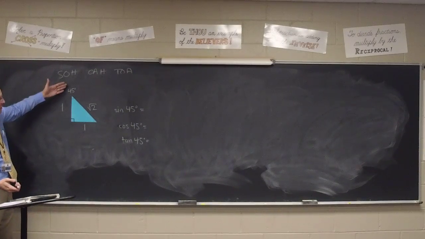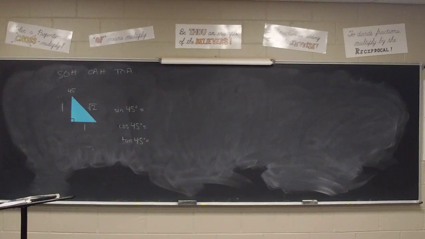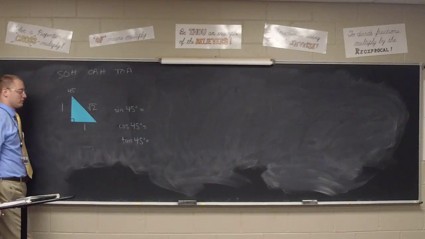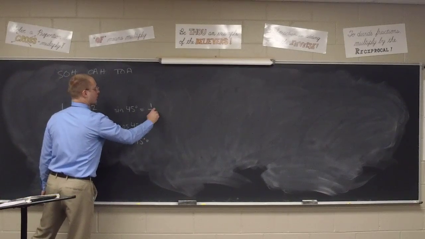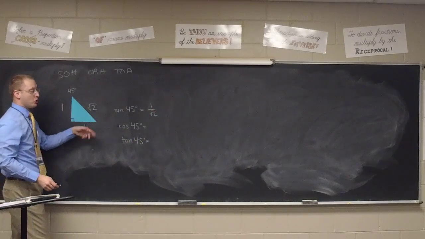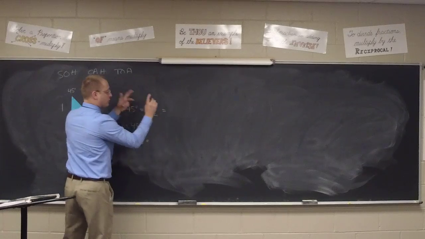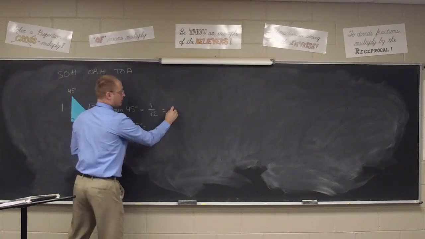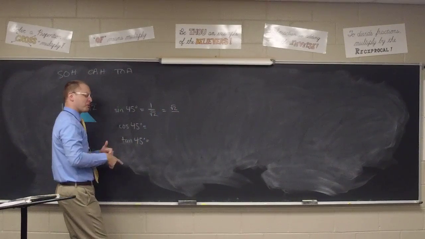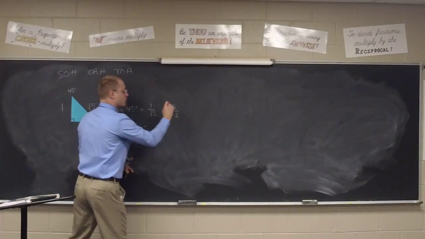All right, so 45 degrees. Finding the sine. What is sine, class? Opposite over hypotenuse. And so what is opposite over hypotenuse? 1 over square root of 2, which is not acceptable. When we multiply top and bottom by square root of 2, we get square root of 2 over square root of 4, but square root of 4 is 2. So square root of 2 over 2.